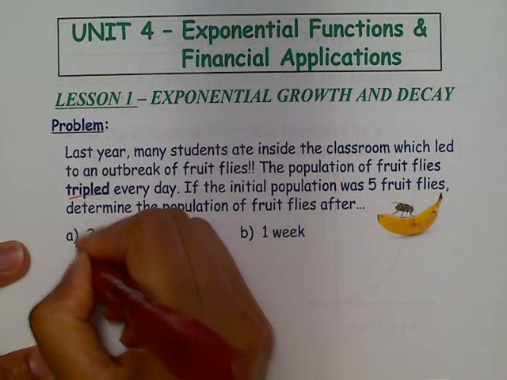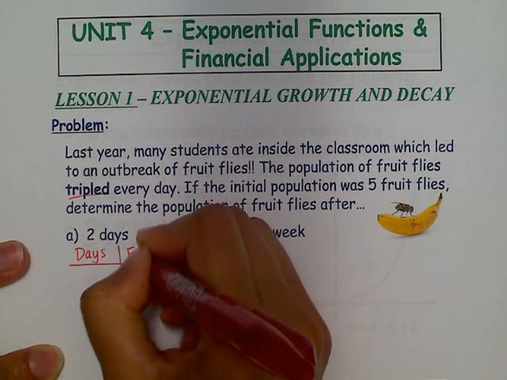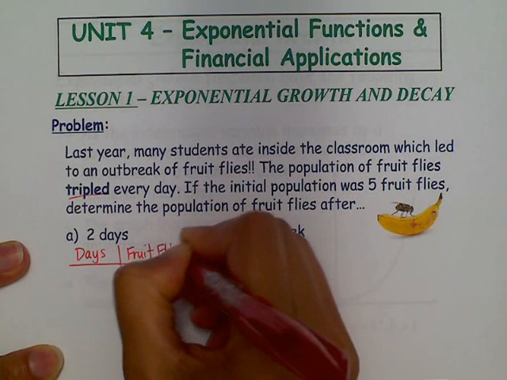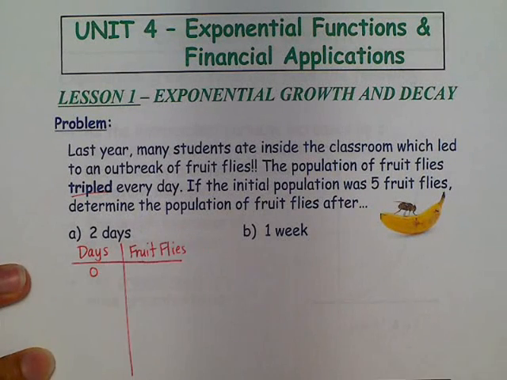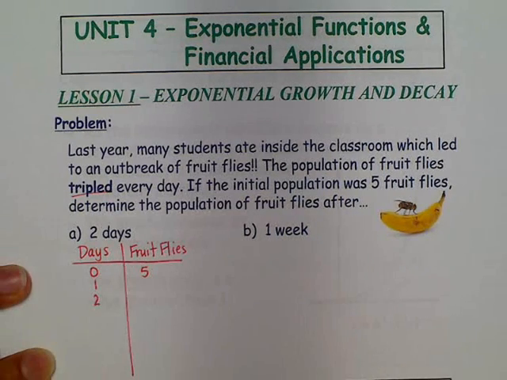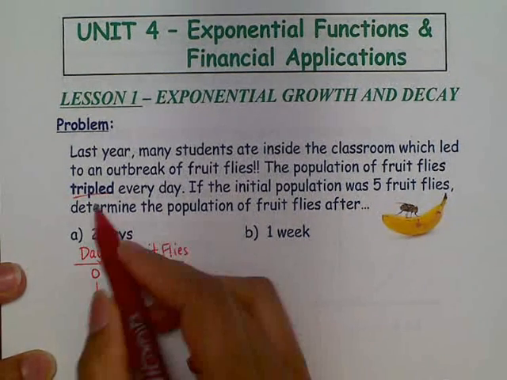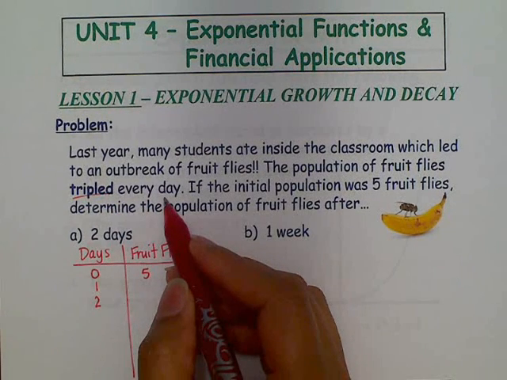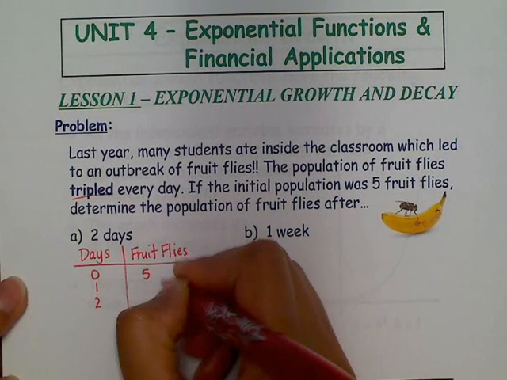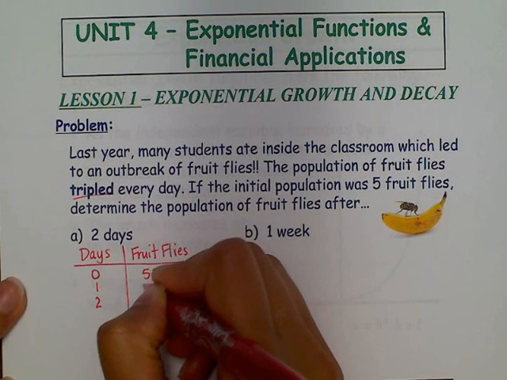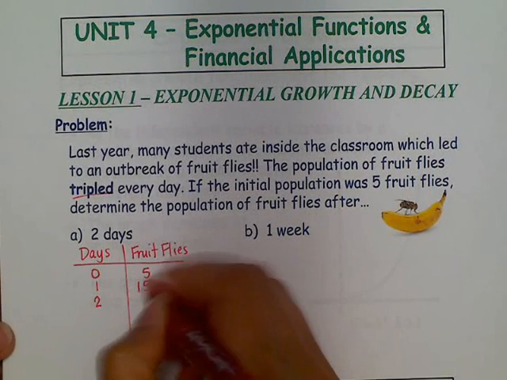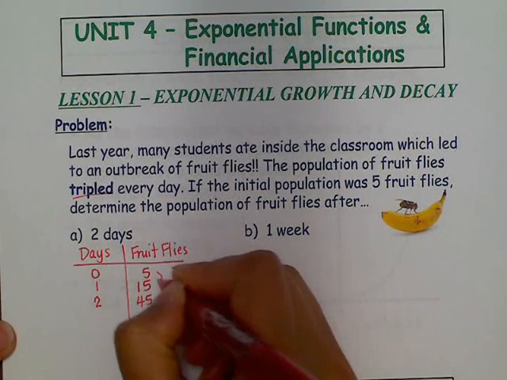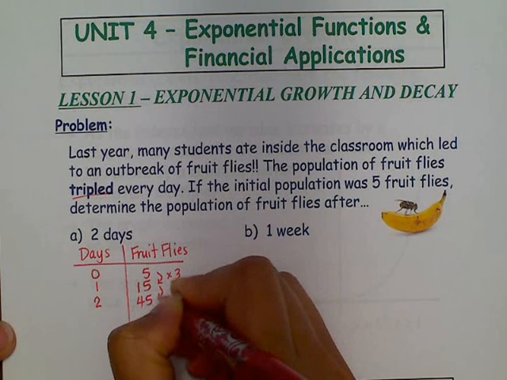And I'm going to look at the number of days versus the number of fruit flies, and try to figure out how many fruit flies there were at the end of 2 days. So initially, on day 0, there were 5 fruit flies. After 1 day, because we know that the population of fruit flies tripled every day, there's going to be 3 times the amount that there was previously, so that would make it 15. And then after 2 days, there would be 3 times that amount, which would make it 45. Okay, so each day the population tripled.